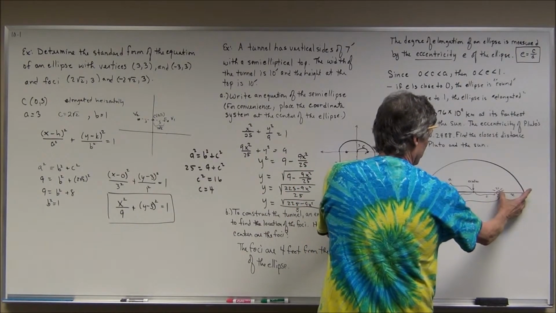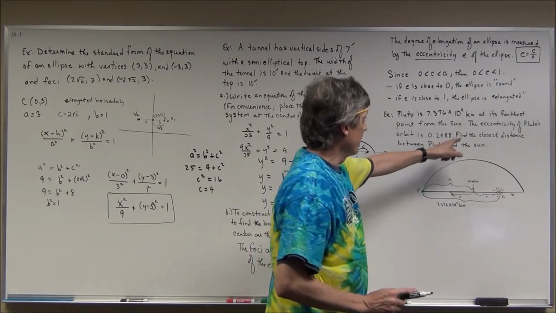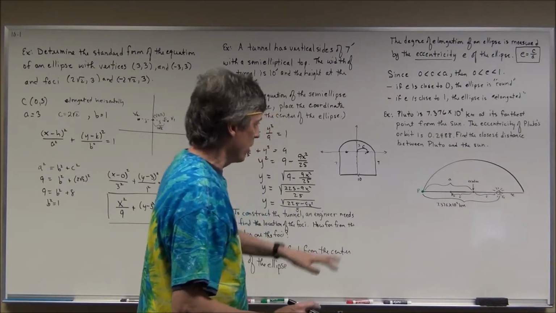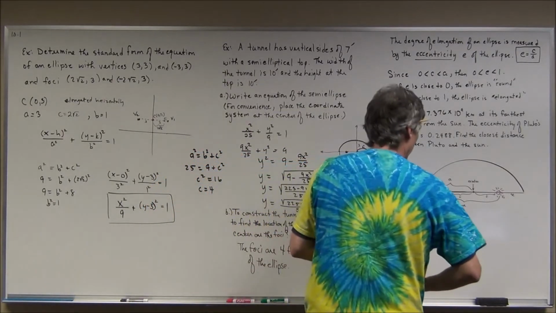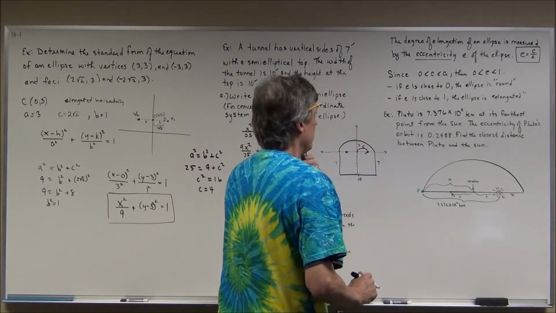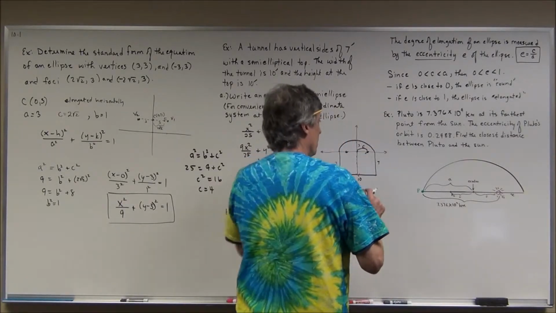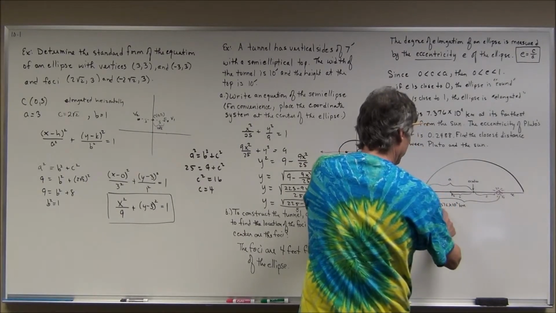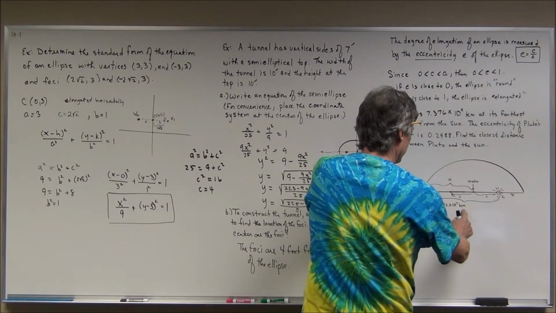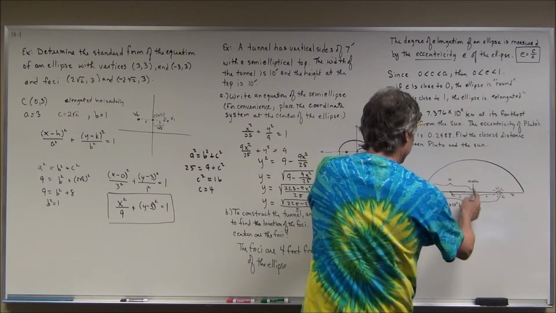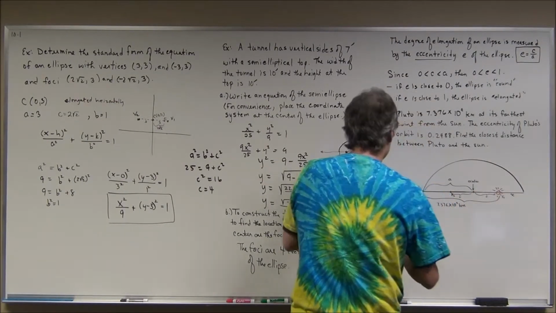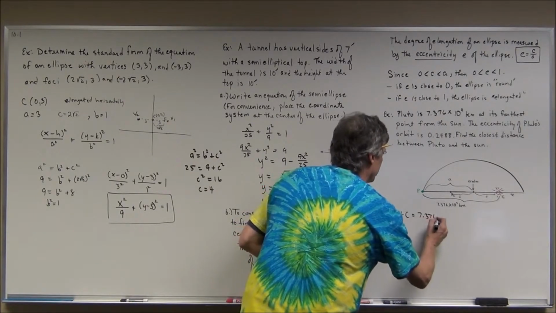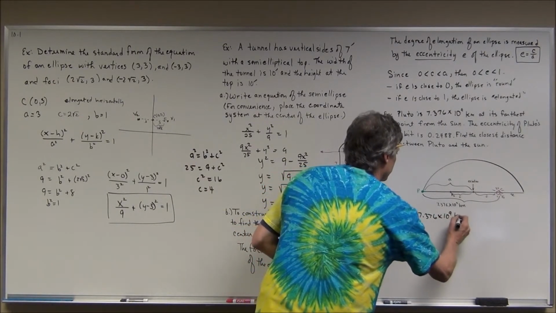I really need to know this distance because the question says, find the closest distance between Pluto and the Sun. So I've got to find x. That's why I went ahead and drew this out. Now, what do we have? We have that this distance here is 7.376 times 10 to the 9th kilometers. That's a plus c. So a plus c is 7.376 times 10 to the 9th kilometers.